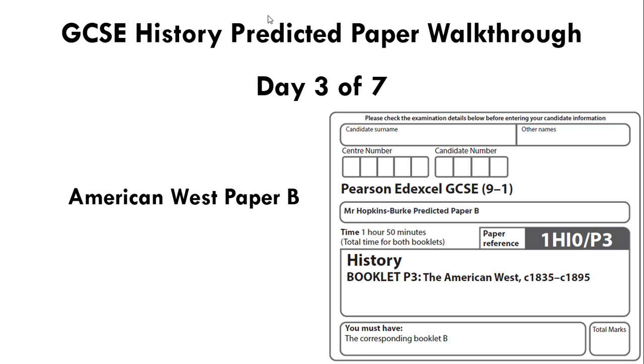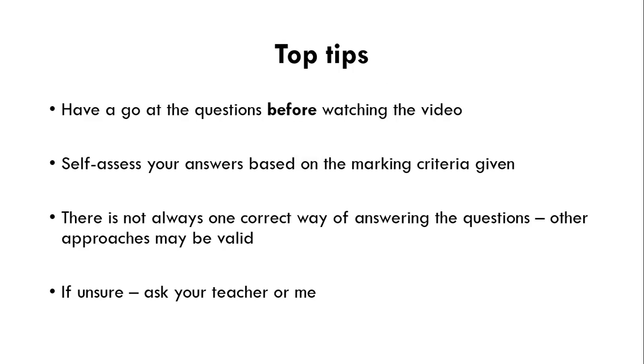GCSE History Predicted Paper Walkthrough. This is day 3 of 7, and today's focus is on American West Paper B. Hopefully you've already watched the walkthroughs for American West Paper A and Elizabeth Paper A, and this is therefore your third video. Top tip: have a go at the questions before watching the video.